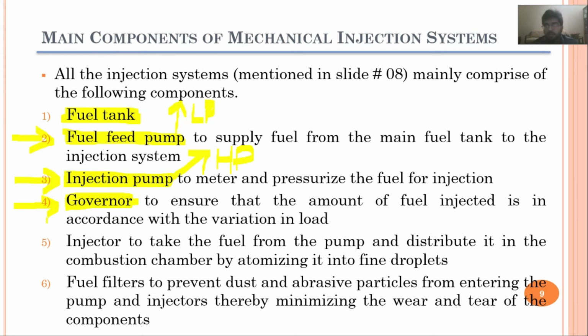Then another component is the injector. This is your nozzle section. We will study this component in detail as well. The purpose of the injector is to take the fuel from the injection pump and then distribute it into the combustion chamber, and not only distribute it, but also atomize the fuel into fine droplets.